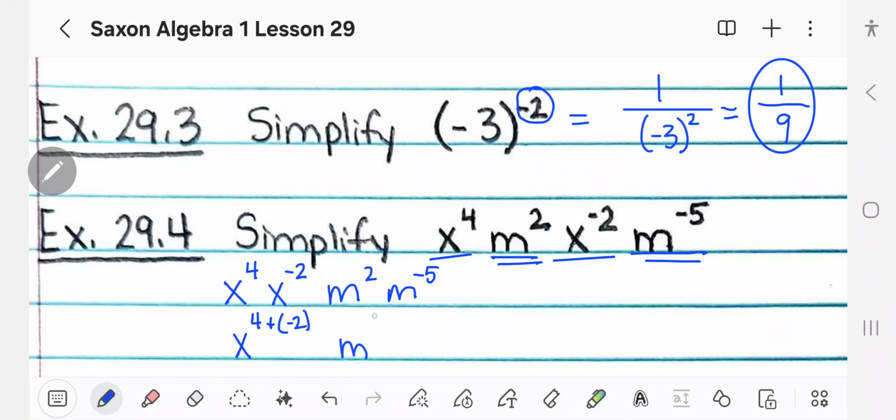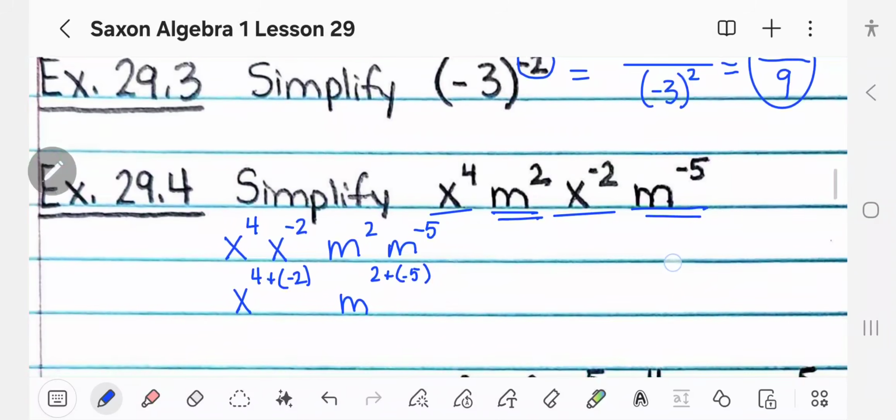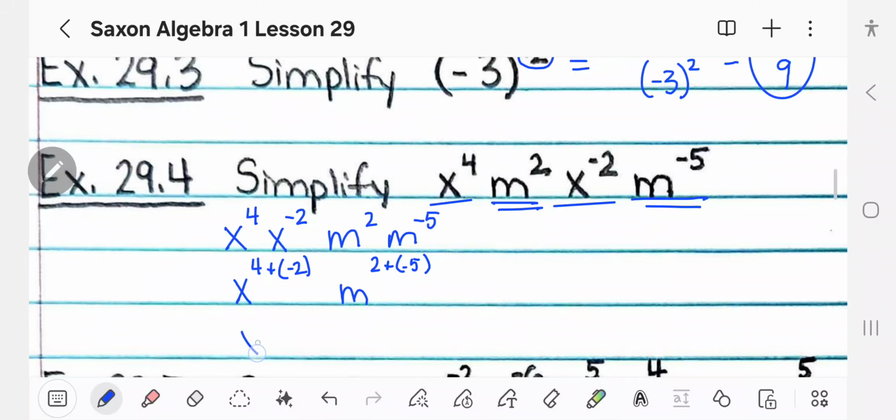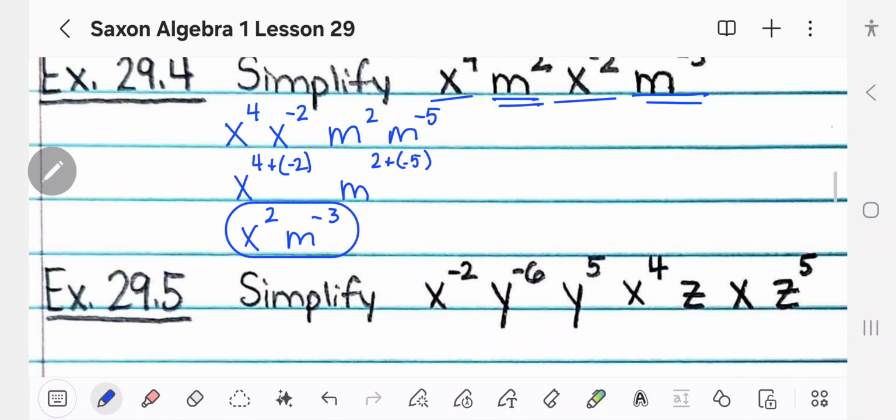Here, same base, I'm going to add the exponents. Even though there's a negative in there, same rule. So this is going to be x to the 4 plus -2 is a +2. And m to the 2 plus -5 is -3. And we would just leave that in this form. But they want you to be able to use the rule you've learned in the past and be able to now use the same rule if you have negative exponents. Here's 29(5).